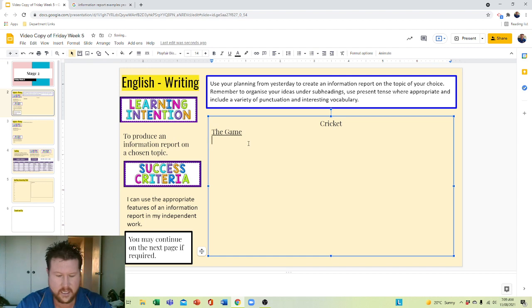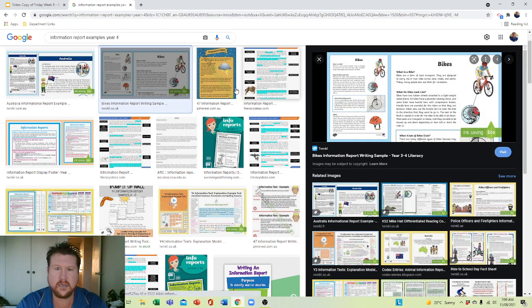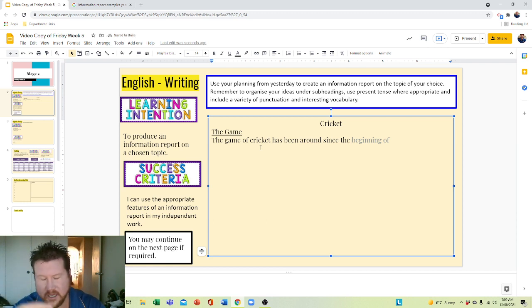Underline button. And did you notice in this report, that's the same size. Sometimes the subheadings are a bit bigger. Most of them they're not, so I'll keep it the same size. So I would write, the game of cricket has been around since the 1800s or 1700s and developed in England, blah, blah, blah. And then that'll be the blah, blah, blah, blah, blah, blah, blah.